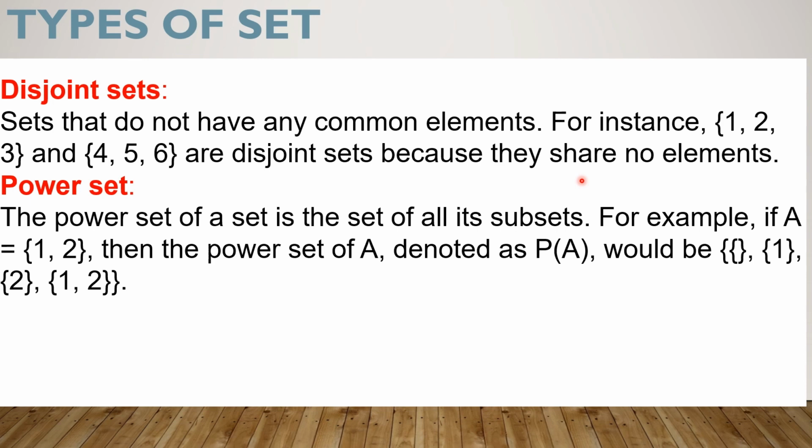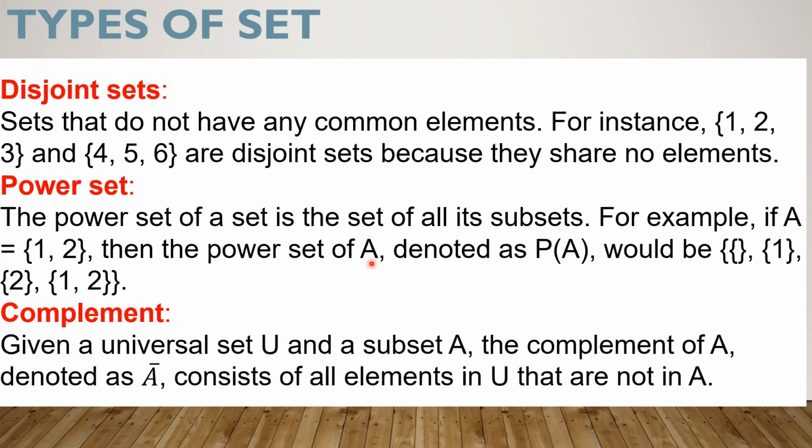For example, if A equals {1, 2}, then the power set of A, denoted as P(A), would be phi, or the empty subset, {1}, {2}, {1, 2}. These are the power set for the set A. Complement. Next, the type of set is complement. Given a universal set U and subset A, the complement of A, denoted as A bar, consists of all elements in U that are not in A. Here the symbol A bar represents the elements which are not in A.